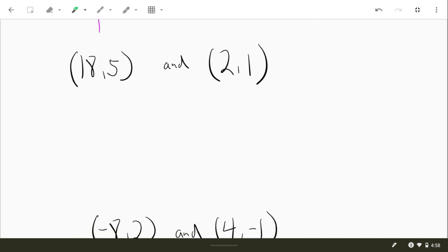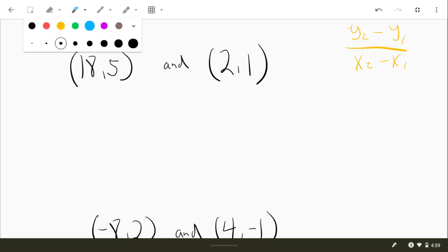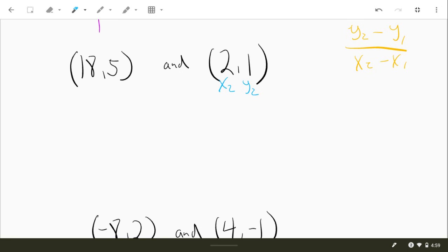The fancy formula that they give you, let me write it out. It's y2 minus y1, which just means you're subtracting the y values, over x2 minus x1. In this formula, y2 and x2 represent one ordered pair, and x1, y1 represents the other ordered pair. It doesn't matter how you label it.